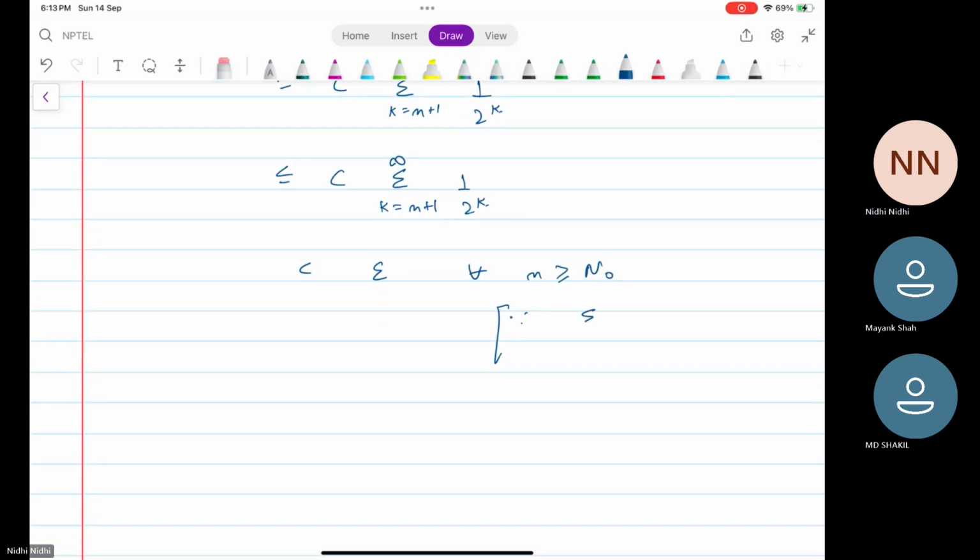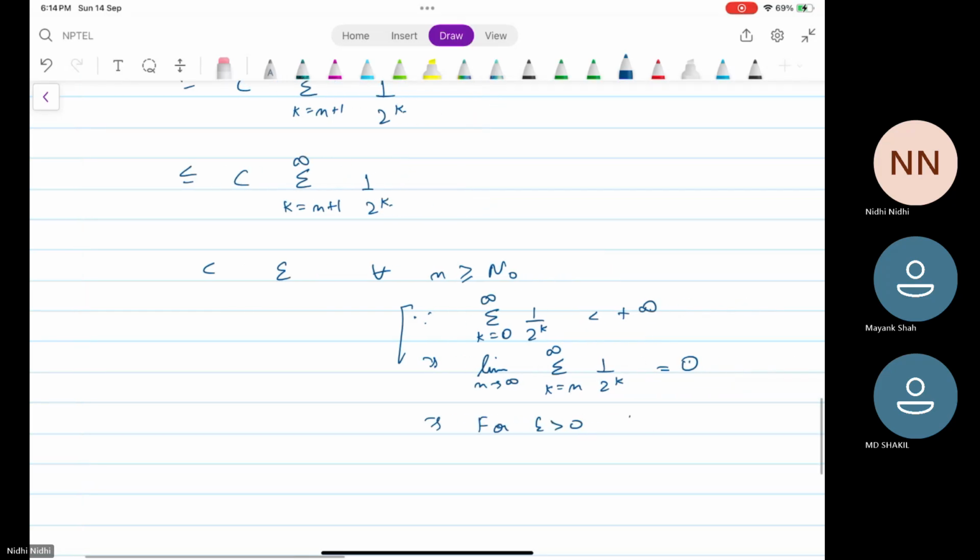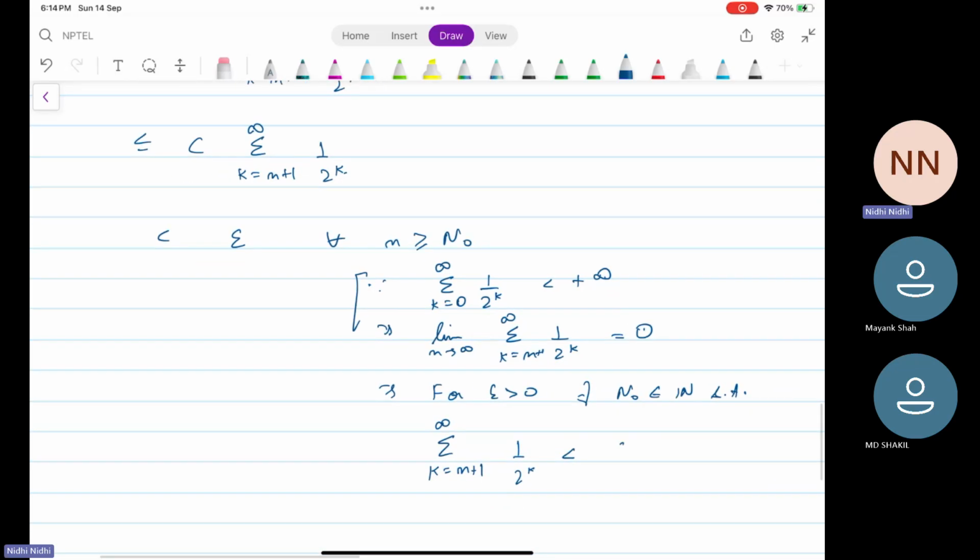Since summation k from 1 to infinity of 1 upon 2 to the power k converges, we can find n naught such that the tail, summation from n plus 1, of 1 upon 2 to the power k is less than epsilon by c for all n greater than or equal to n naught. So this n naught comes from here.